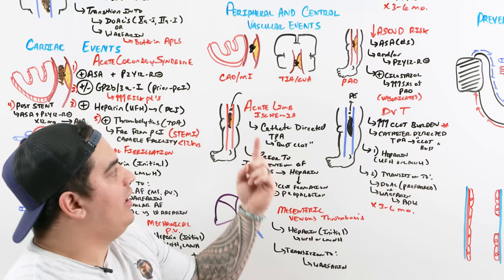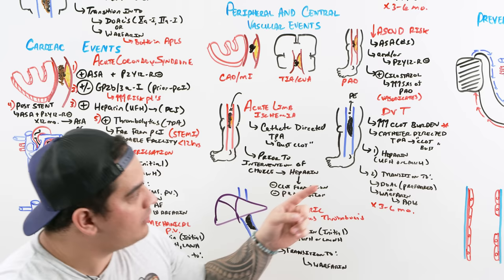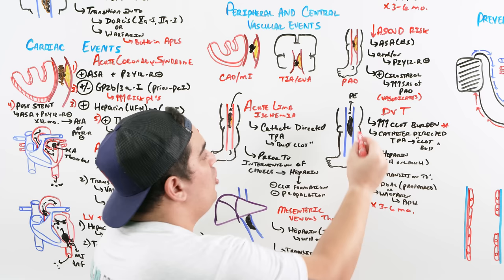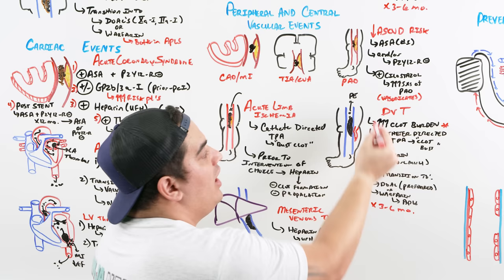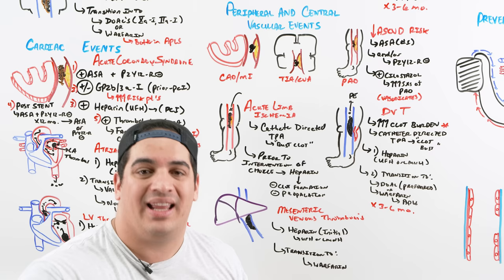If you need to give them something to prevent the clot from getting any bigger, you can keep them on heparin until they go in surgically, cut the clot out, or aspirate it or break it up with TPA. DVT: if the burden is so high that the DVT is so big that it's causing so much swelling that it's compressing the nearby arteries and causing ischemia, you can go in with a catheter and direct TPA right to that clot and break it up. But if it's not that bad, you can continue to prevent the clot from forming and propagating, allow it to break down over time with heparin, and then transition them over to a DOAC or warfarin for about 3 to 6 months.